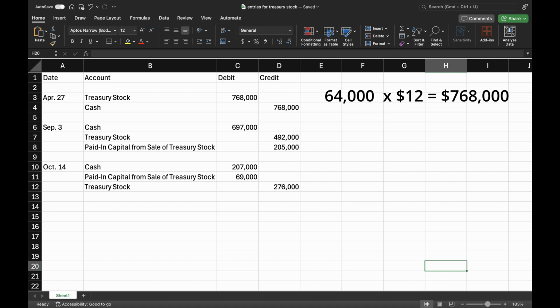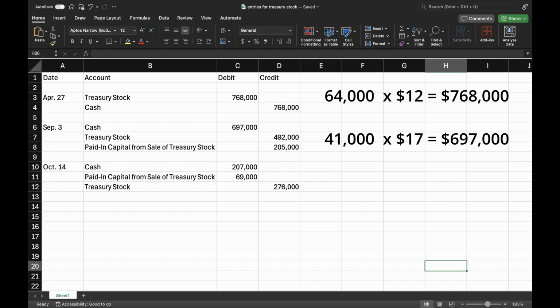For the entry on September 3rd, put the date, then put the three accounts that are being affected, which are the cash account, the Treasury stock account, and the paid-in capital from sale of Treasury stock account. The cash account goes on the top because it is being debited as it is an asset that is increasing due to the sale of stock. To find the amount the account is being debited for, you must multiply the number of shares sold by the price they were sold for. In this case, you would multiply 41,000 shares by $17, which comes out to $697,000.